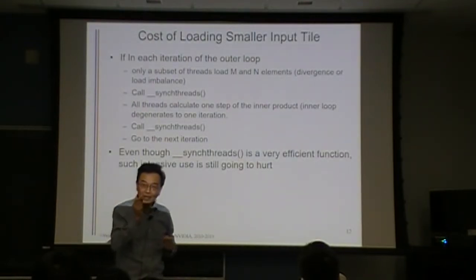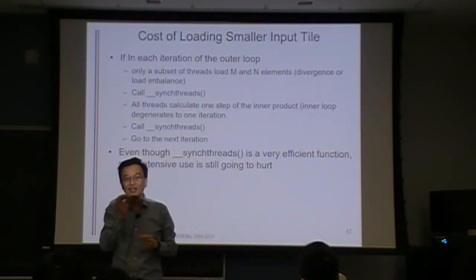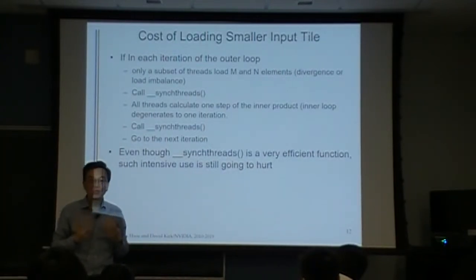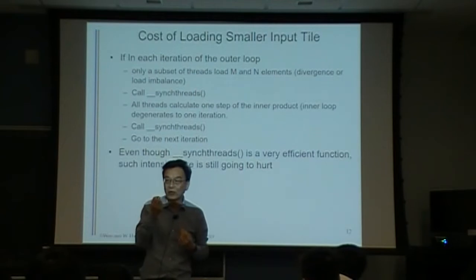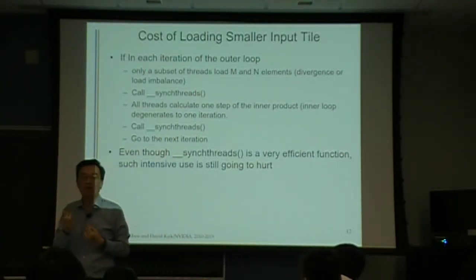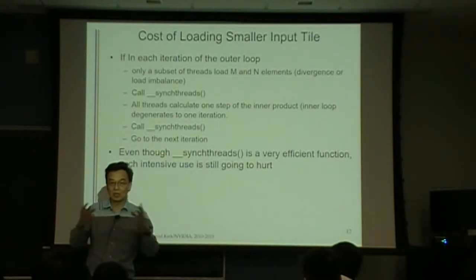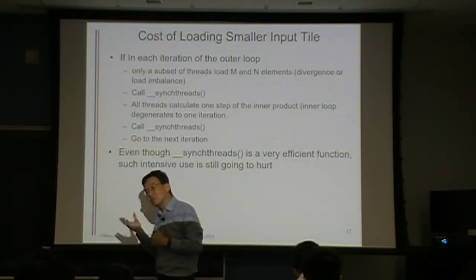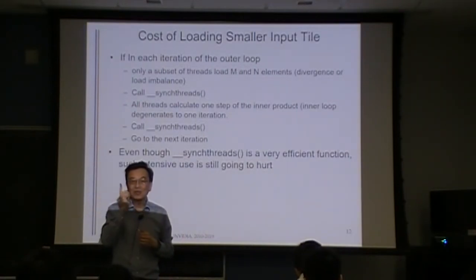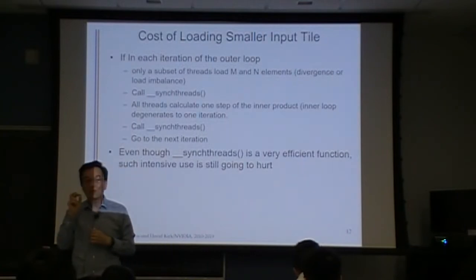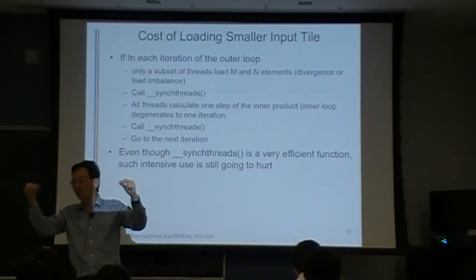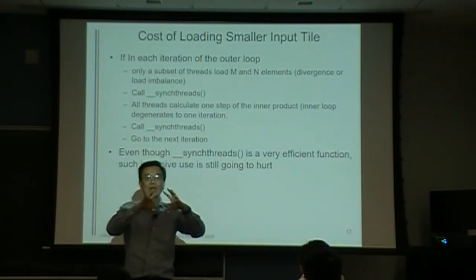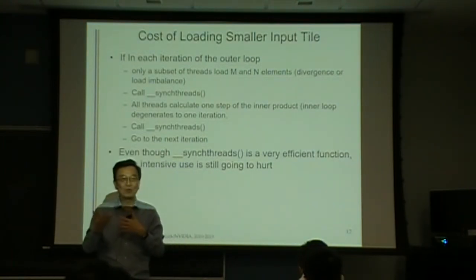So if we only take one step in that innermost loop, we don't really have much work before synchronization points. Even though these sync threads are extremely efficient compared to the CPUs, where a barrier synchronization takes a minimum of thousands of clock cycles, in a GPU these things are a small number of cycles. However, a small number of cycles is still a small number of cycles. If you only do a small amount of work and then take a small number of cycles to do the synchronization, it can still hurt you. So that's why we usually try to do more work before synchronization points.